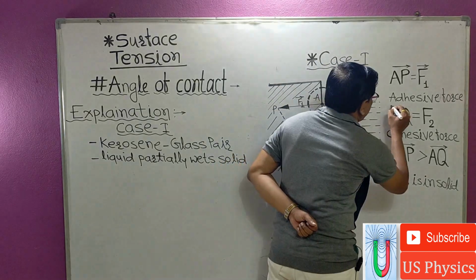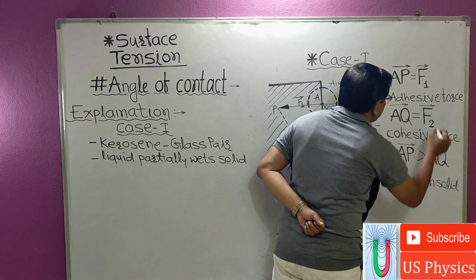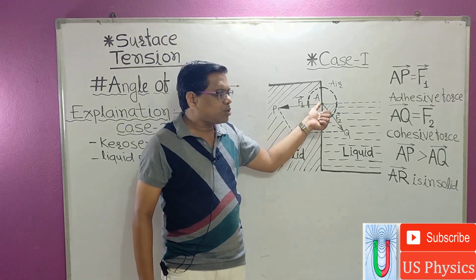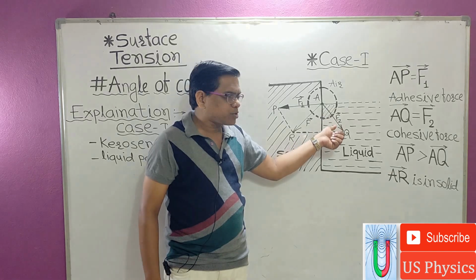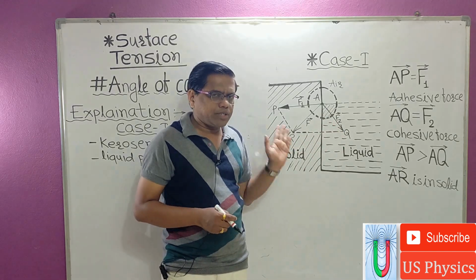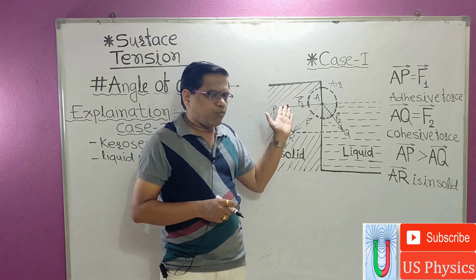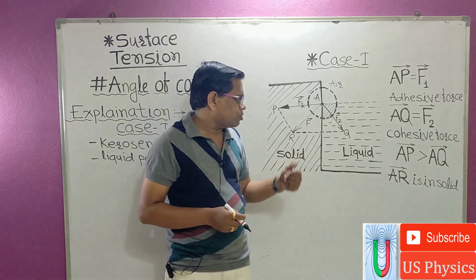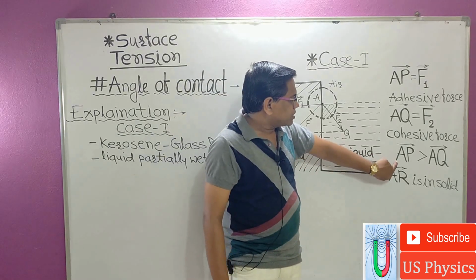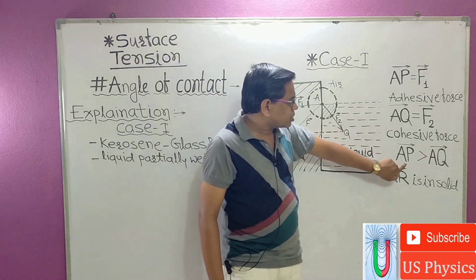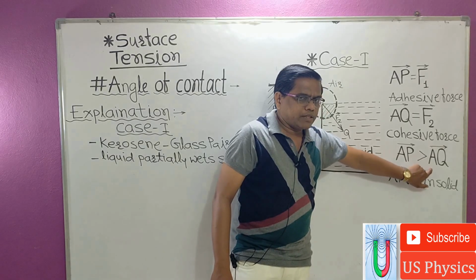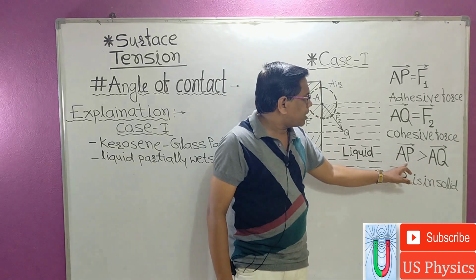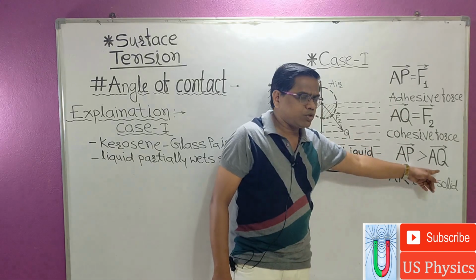So here this AQ bar represents F2 bar, which is the force of cohesion acting on molecule A due to the molecules of liquid. Now as we discussed, the adhesive force is comparatively very large as compared to the cohesive force, then we can see that this AP bar is much greater than the AQ bar. Here AP bar is adhesive force and AQ bar is cohesive force.